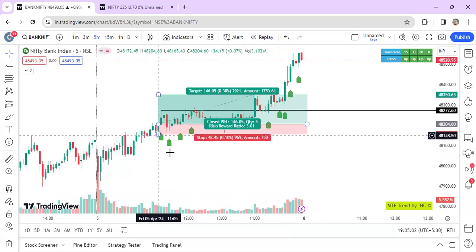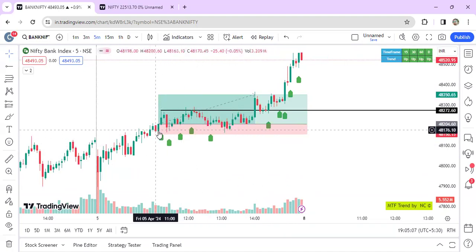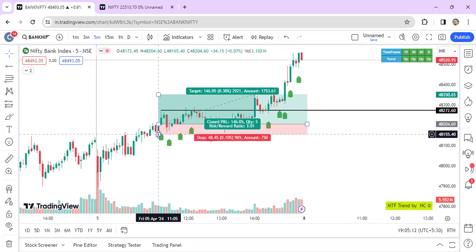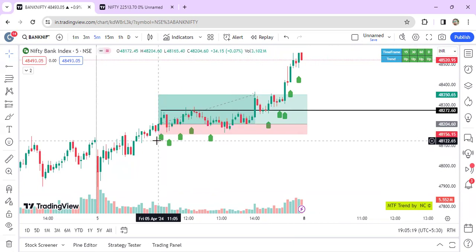Now, what should be your SL? If this candle's low is higher than the previous candle's low, then your previous candle's low minus 20 points, or 15 points, will be your SL. If the previous candle's low is not lower than this reference candle's low, then the candle before that, if it is a red candle, its low should be your reference.